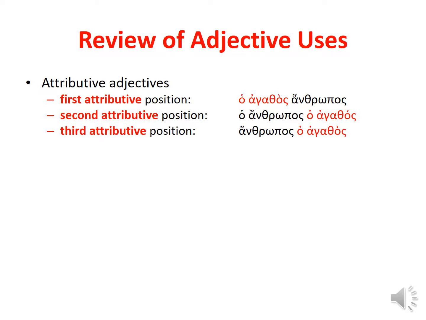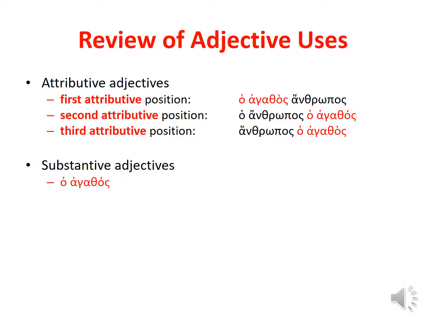Third attributive position is when you have the noun followed by the article and adjective, but the noun is anarthrous. So what do all three of these have in common? Answer, that the adjective always has the article. Whether the noun has it or not, if the adjective has the article, it's an attributive position. And therefore the adjective is functioning as an attributive. What kind of man? The good man.